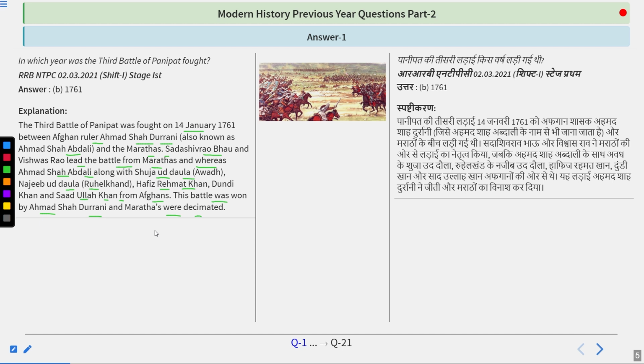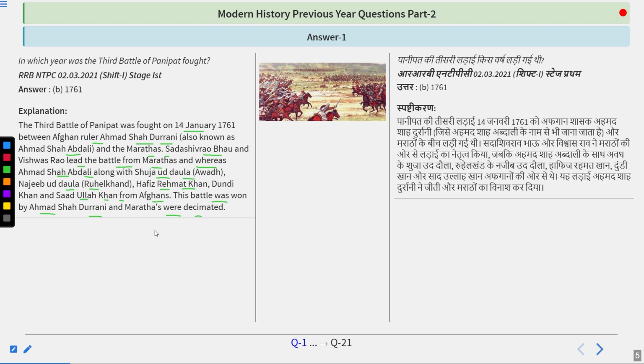Basically, this was the time when the Marathas were at their peak and had expanded their empire till Attock, which is in Pakistan at present. That was the boundary between the Durrani Empire and the Marathas. At that time the battle was fought at Panipat, and that became the third battle of Panipat. It was a very important event in the history of India.